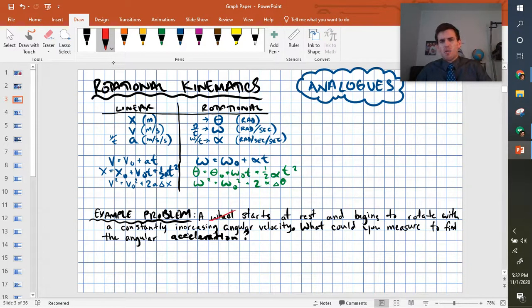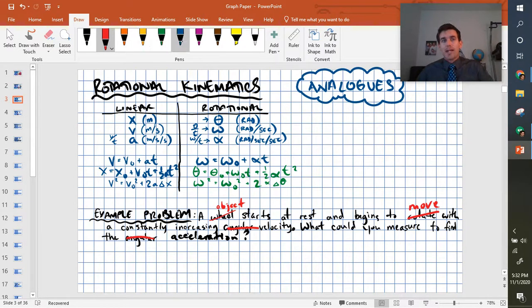Let's change it from a wheel. Let's just make it an object, like something that's sliding, like we're familiar with. An object starts at rest and begins to move with a constantly increasing velocity. What can you measure to find the, let's just call it angular acceleration. All right, at this point, this is now a very familiar problem that we've done many times and we probably can think our way through.